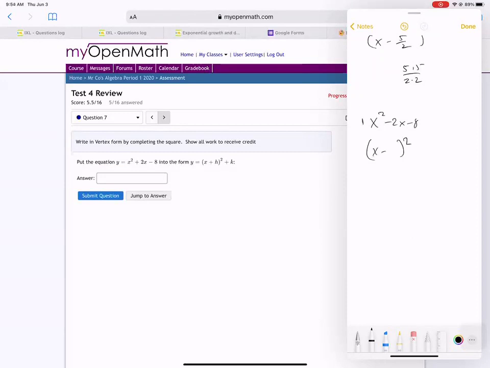X minus what? X minus 2. X minus, we always divide the middle by 2. That's x minus 1. What's the perfect C value? We say plus 1 minus 1. Because when I square 1, I should see 1, but I don't. I see an 8 there. So we're going to combine our like terms, becoming -9. That becomes -9.